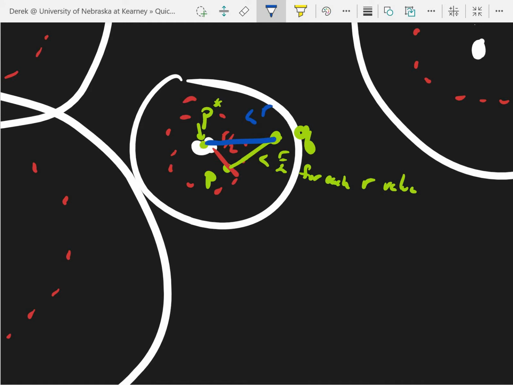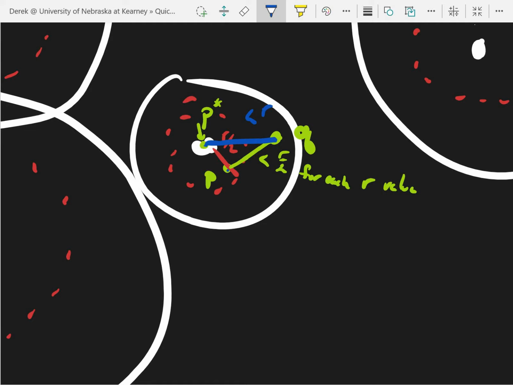So that means that as long as P and Q are close enough together, and I can find P close to P star, the distance between P star and Q is going to be inside one of these white circles. And these white circles are where I actually get that the outputs are closer than epsilon together.